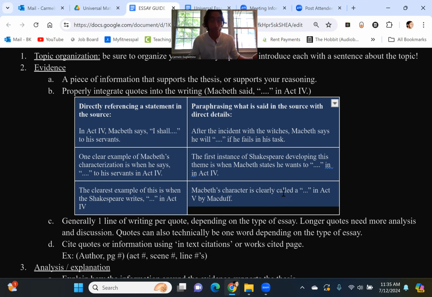So that's still technically a quote. You're directly quoting Shakespeare's writing, but you're weaving it into your own writing. That's a beautiful way to quote something, all right? So good, solid. All right.